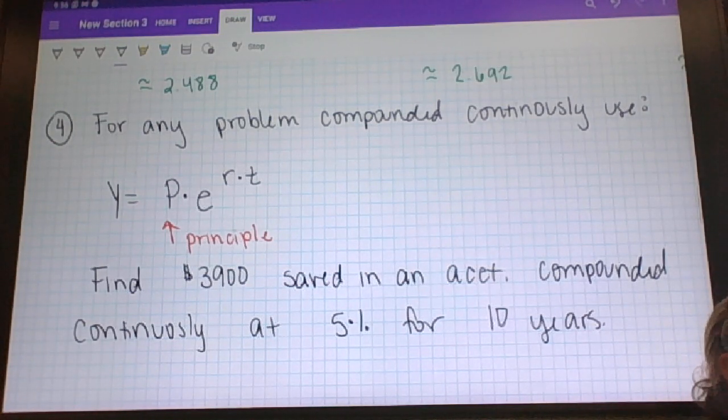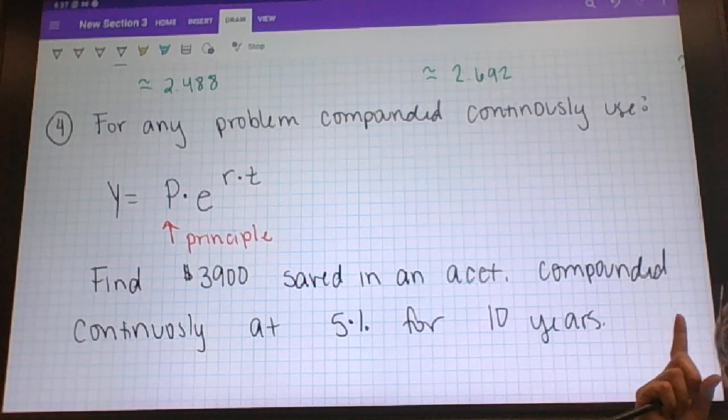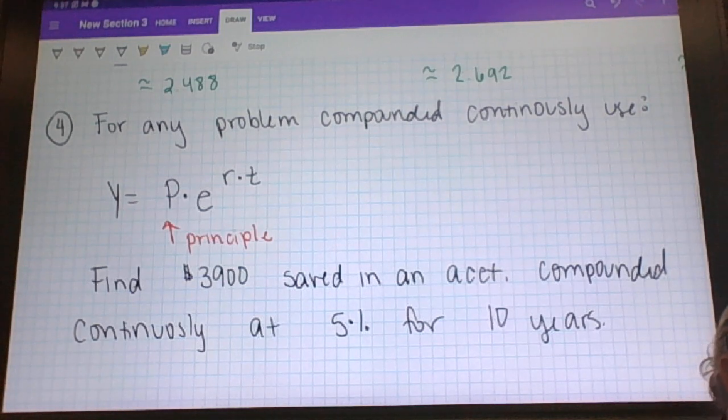Which to the average person, there's no difference. It'll be like 50 cents difference after a year if you're compounding continuously or daily. But I guess on the grand scheme of things for financial institutions, it makes a difference.